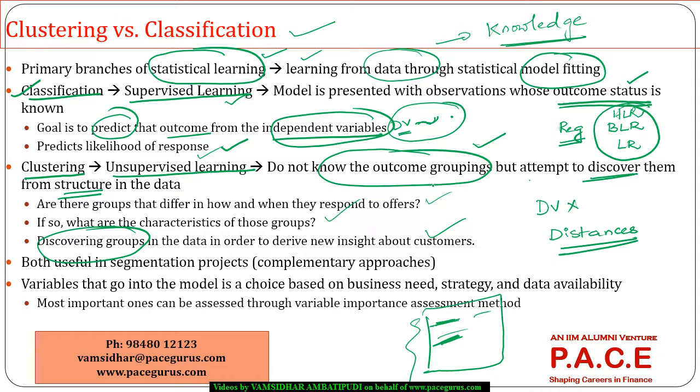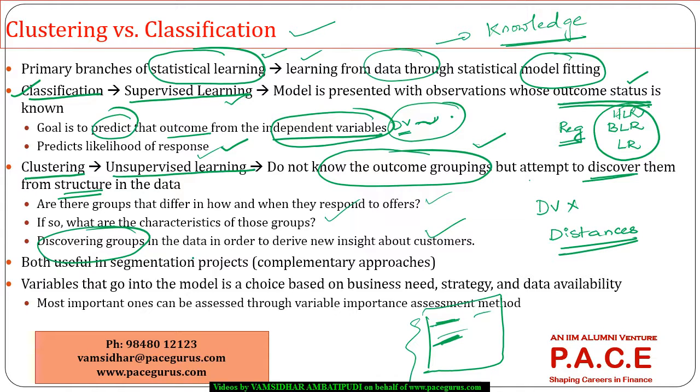I don't have a solution, I don't have an outcome. I'm just trying to identify the groupings in the data based on the attributes associated with my variables, so that I can have a new learning about my data in a much more effective manner.